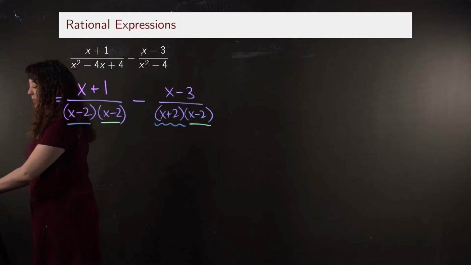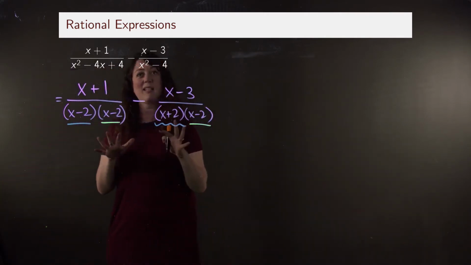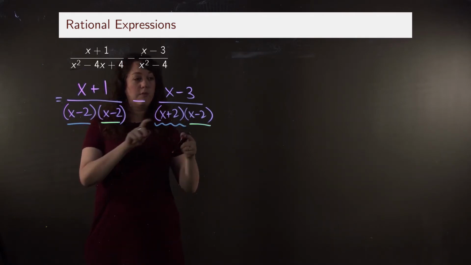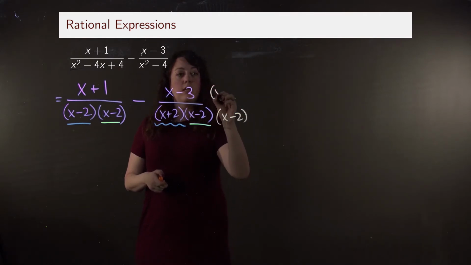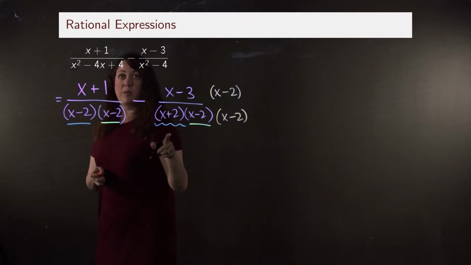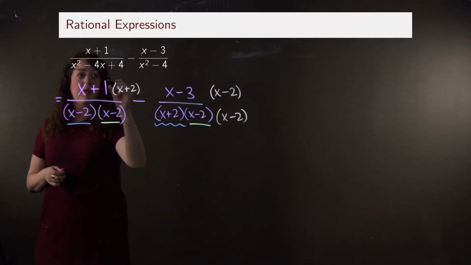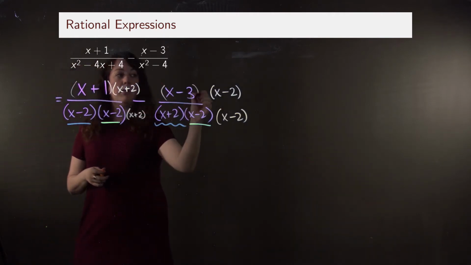Okay, so if I'm going to combine these fractions, what I need is to make sure that they have the exact same denominators. So this x minus 2, because there are 2 of them, this one also needs 2 of them. So I need to multiply by x minus 2 and x minus 2 over here. There's an x plus 2 on this one. This one doesn't have an x plus 2. So I need to multiply by x plus 2 and x plus 2 on top and bottom over here.